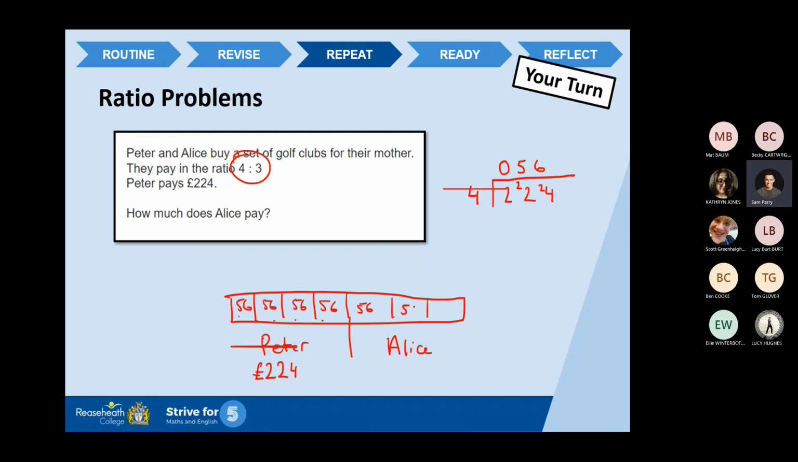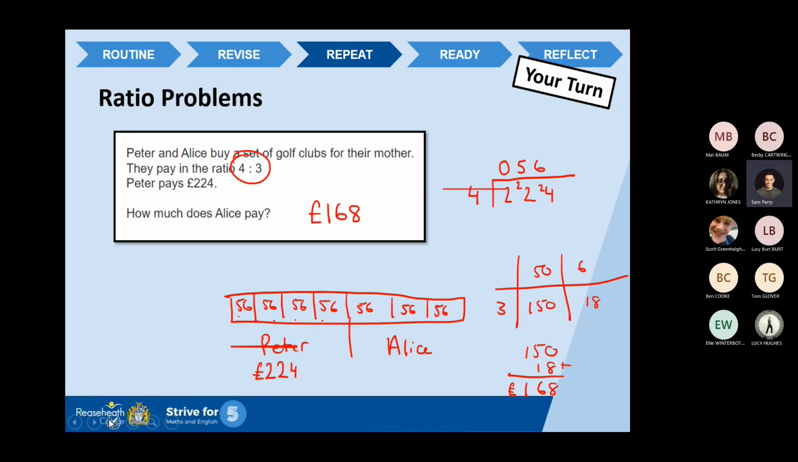So Alice, she pays 3 lots of £56. So once again, draw a little multiplication. Like I said, this is exactly what I would do in an exam. 3 lots of 56. So that's going to be 150. That's going to be 18. And then we're going to add those two values together. Bada bing, bada boom, £168 our good friend Alice pays.